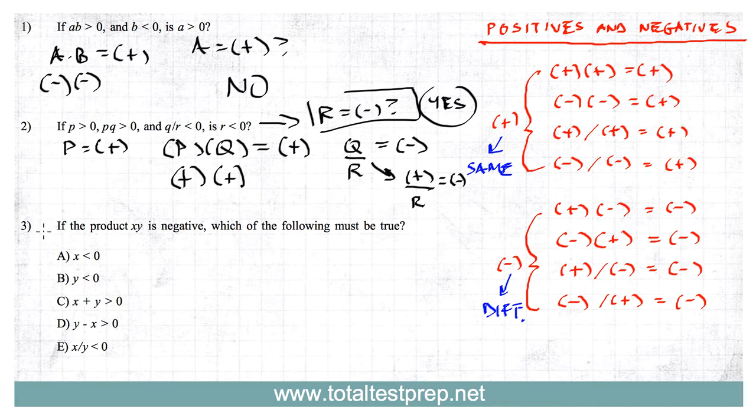And let's take a look at the third question. This question says, if the product xy is negative, which of the following must be true? This is a must-be-true question, which tends to be a little bit trickier. So I'll go over how to think about those as we're doing this question.